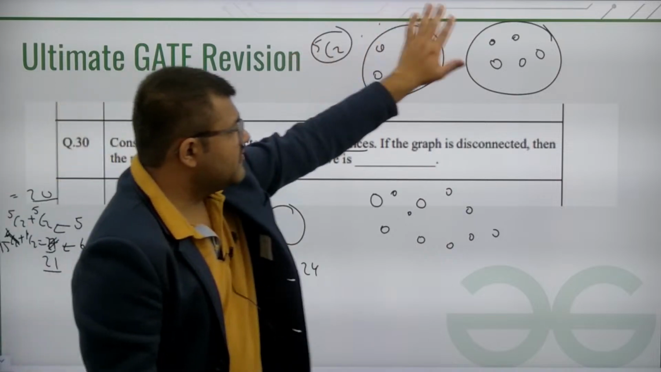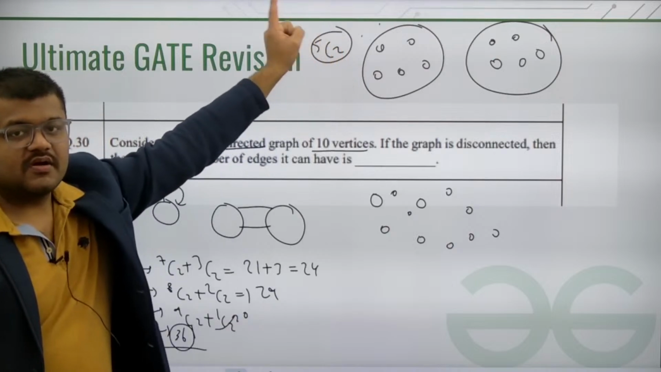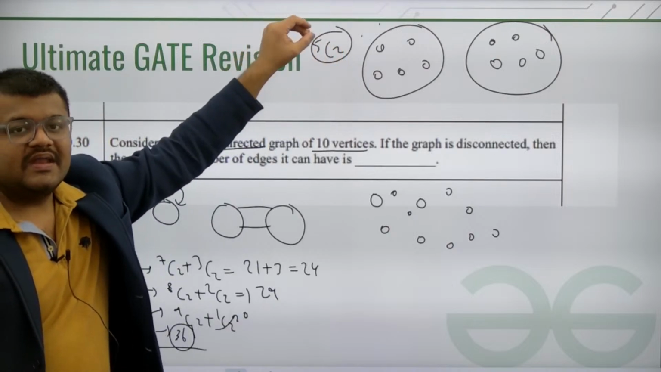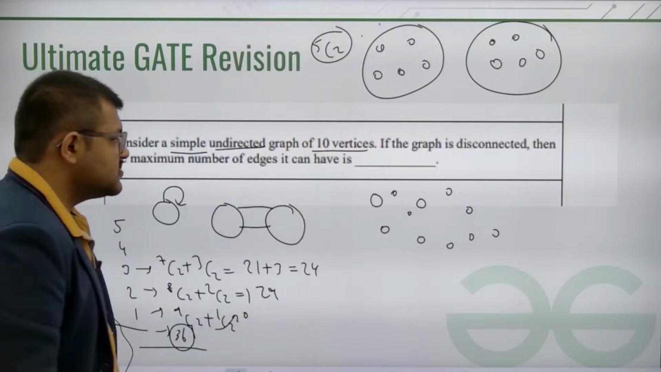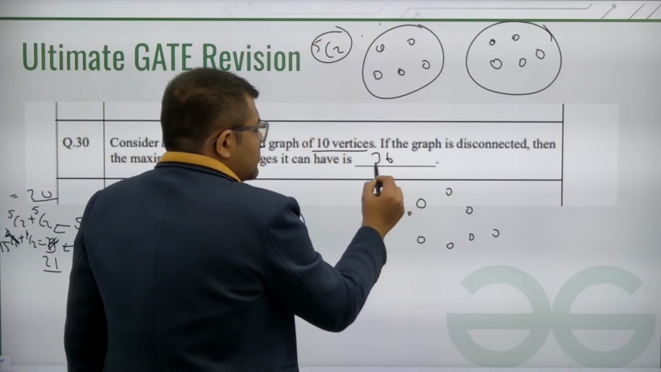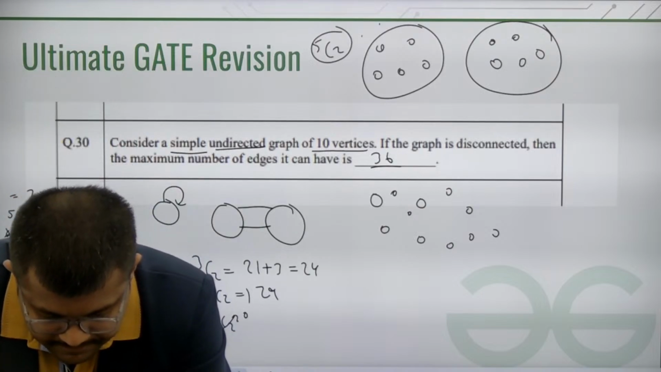So you make two different connected components. In one component there is only one vertex. In another connected component there are 9 vertices. And in those 9 vertices you make an edge between each and every pair of vertices. Okay, so this would be 36. Is it clear?